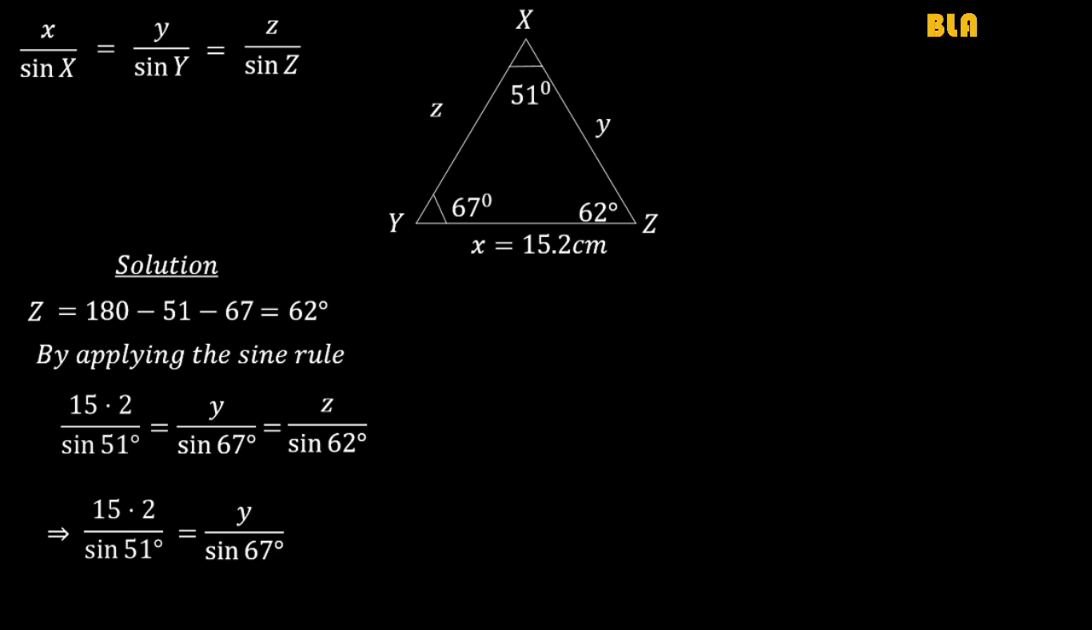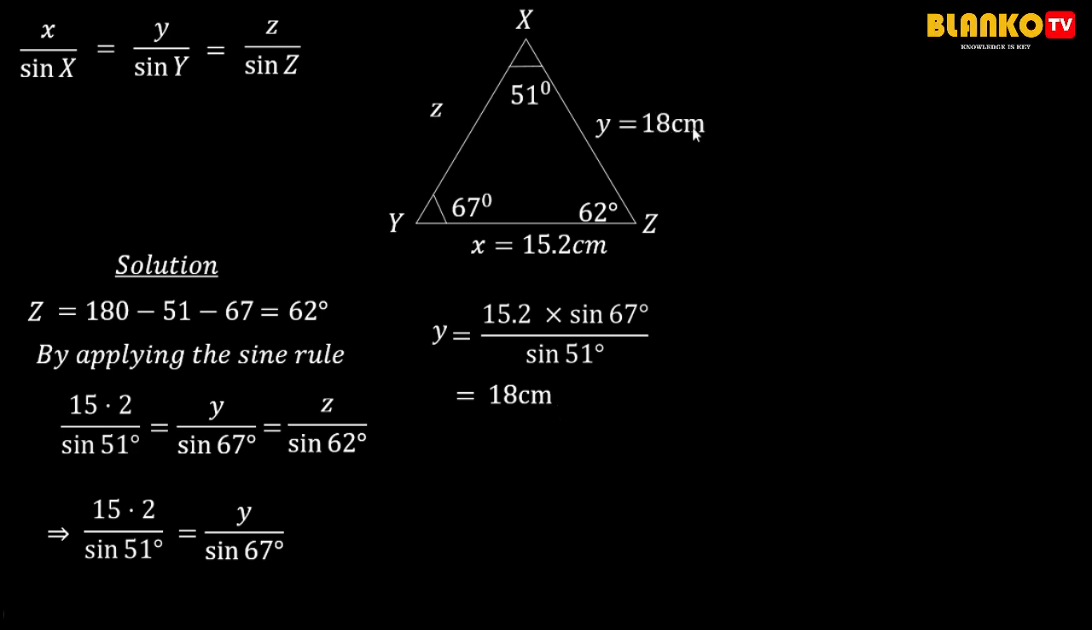To find y, we can use change of subject. So y is equal to 15.2 times sine 67 degrees over sine 51 degrees, and that gives us 18 centimeters. Therefore the side y is 18 centimeters. I hope you are following the calculation.